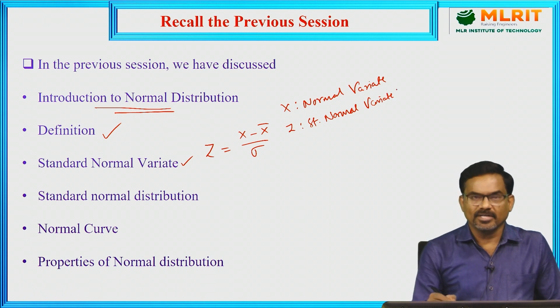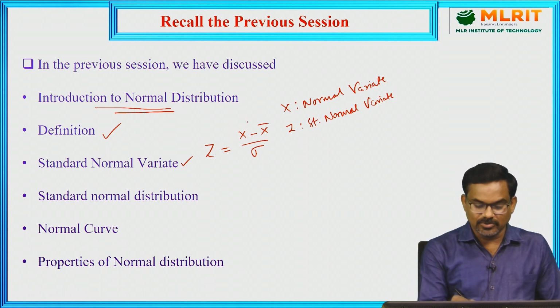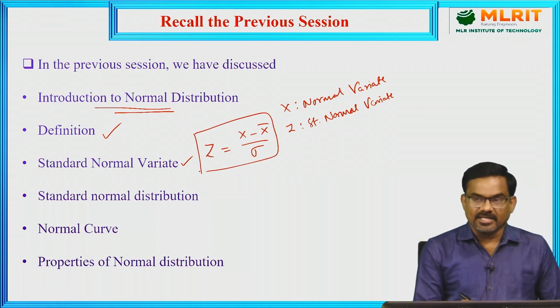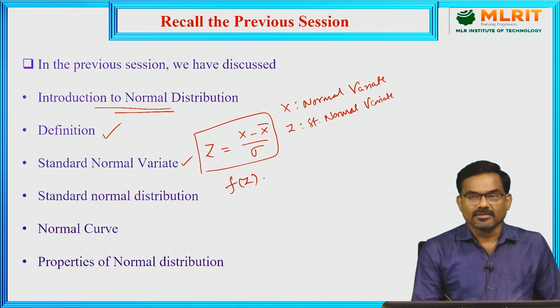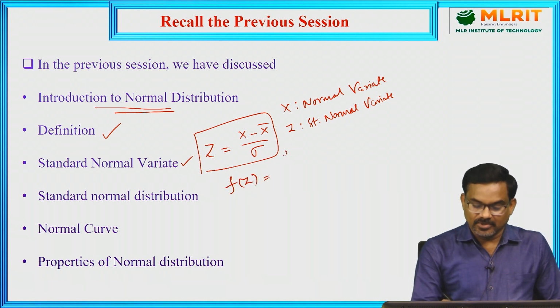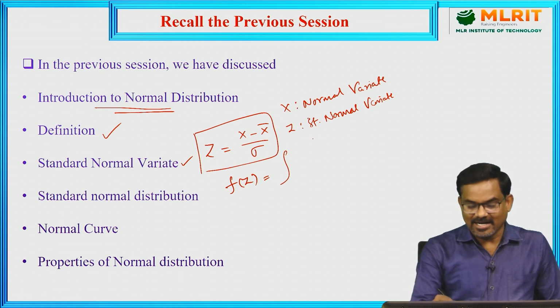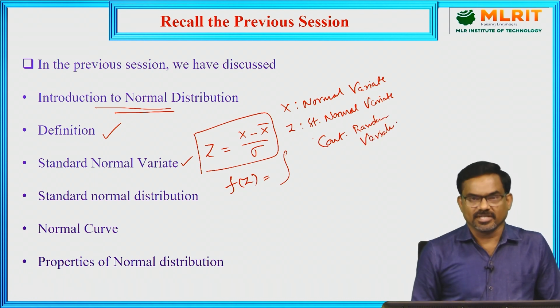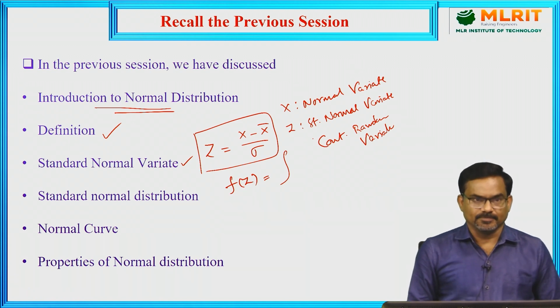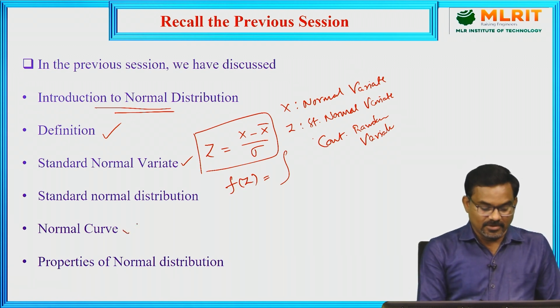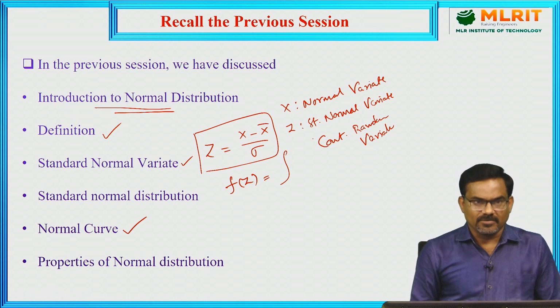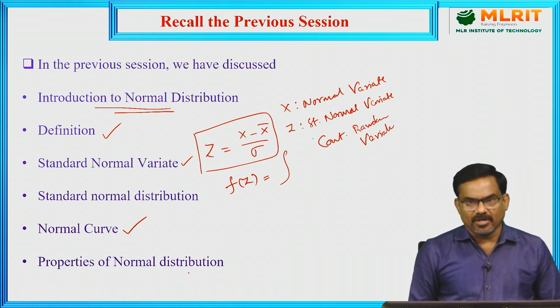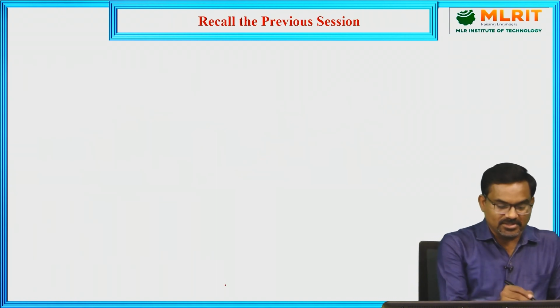To find the probabilities in normal distribution, we convert x to z using this formula, and then the standard normal distribution is given by f of z. To find the probabilities, we use integral notation, since here the random variable is a continuous random variable and the normal distribution is a continuous distribution. The graph of the normal distribution is called the normal curve. Then we discussed properties of normal distribution.